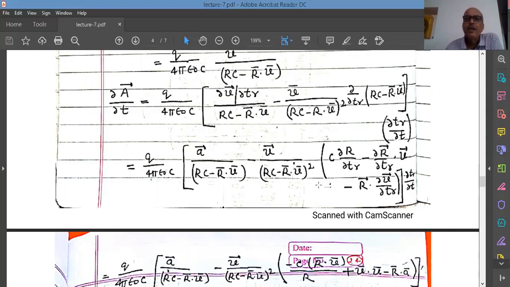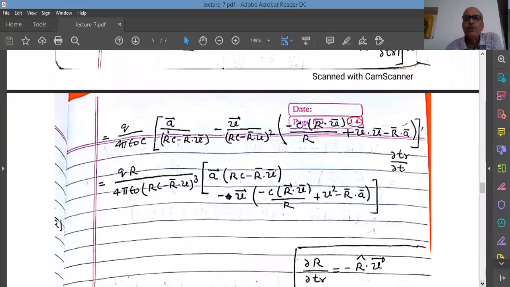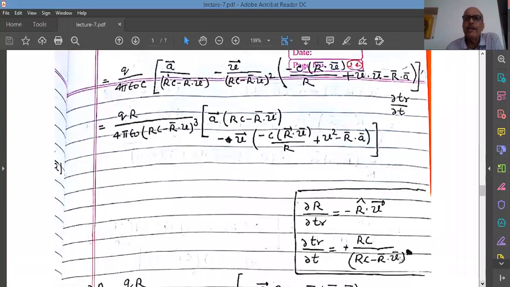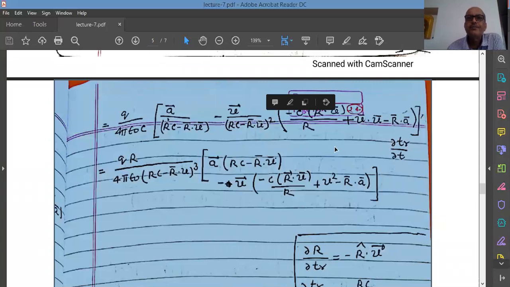Now here del R over del TR, when we calculated the value of del TR over del T, we calculated the value of del R over del TR. You will have to check the last lecture. I have written the value here. The value that we calculated last time for del R over del TR was equal to minus R cap dot B. And we made use of this del R over del TR to calculate del TR over del T, that came out to be RC upon R dot B. So you have to check and make use of basically the same function here.